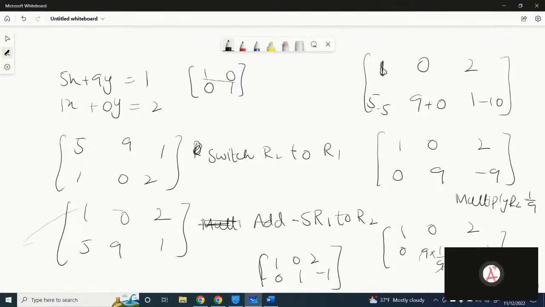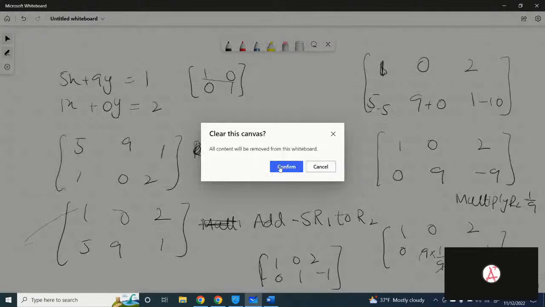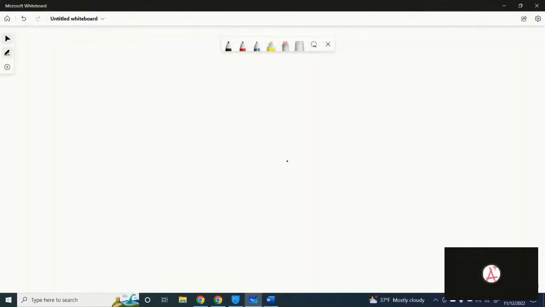Okay, let's just do the next one. The next one is negative 3x plus 2y equals 12, and x plus y equals negative 19.